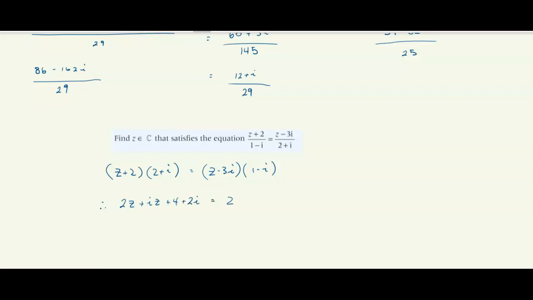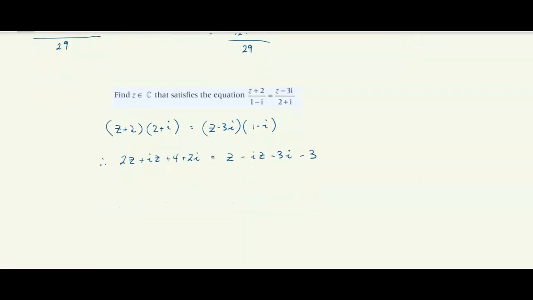That's equal to z minus iz minus 3i plus 3i squared. So that's minus 3 plus 3i squared. All right, so we want z, so we're going to pull our z's onto one side. 2z, I'm going to get this z across here, so I've got z. Look at what I got here, 2z minus z, so I've got z. I've got iz plus another iz, so that'll be plus 2iz.